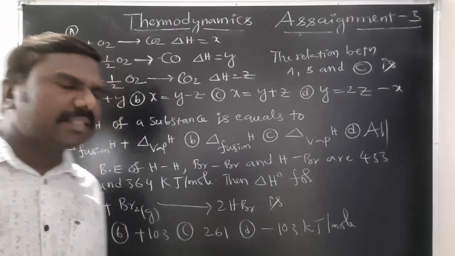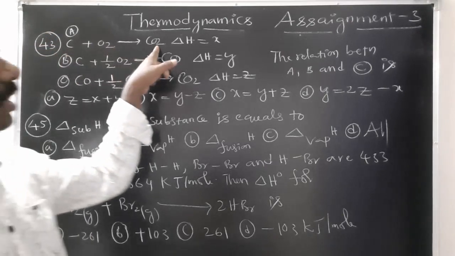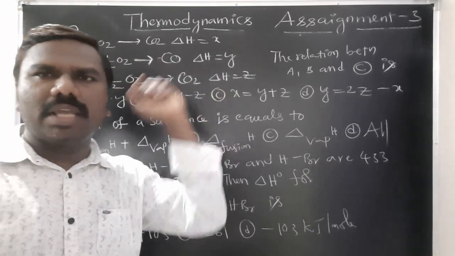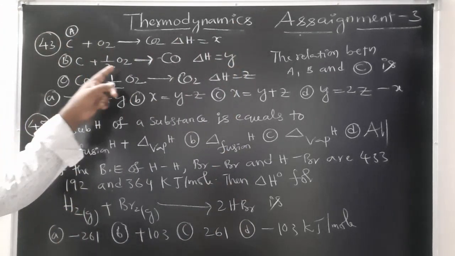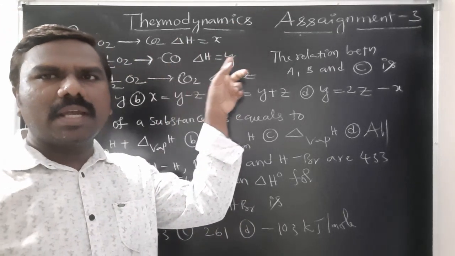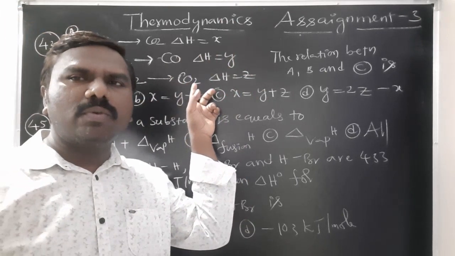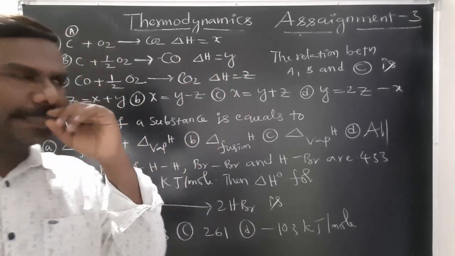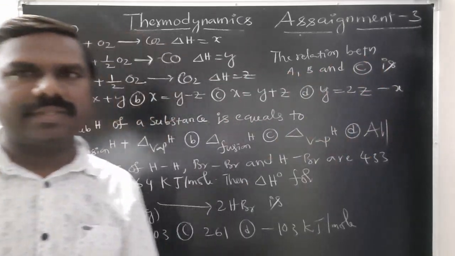Okay, students, next bit, 43. Carbon plus O2 gives rise to CO2, delta H is taken as X. Carbon plus half O2 is equal to CO, delta H is equal to Y. CO plus half O2 is equal to CO2, delta H is equal to Z. The relation between X, Y and Z is?